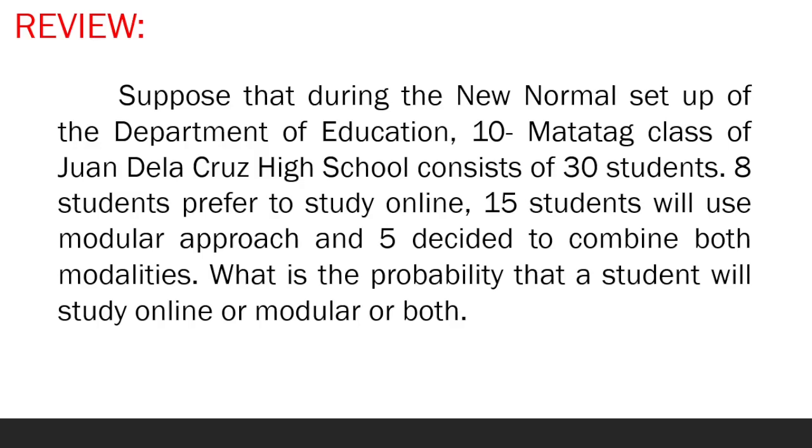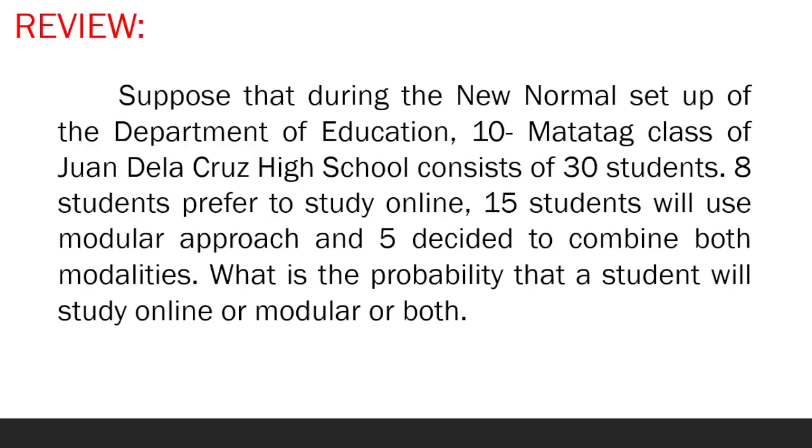In our problem, the total sample space is 30. The first event, which is students prefer to study online, is 8. The second event, which is students will use modular approach, is 15. And 5 decided to combine both modalities. So that is our intersection.